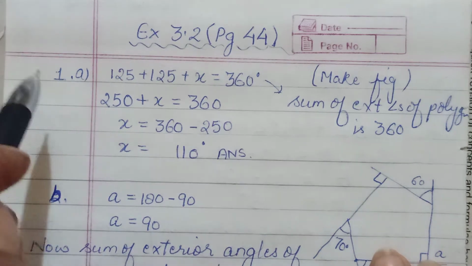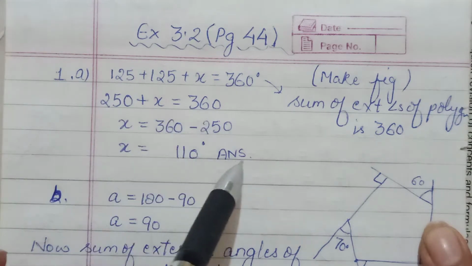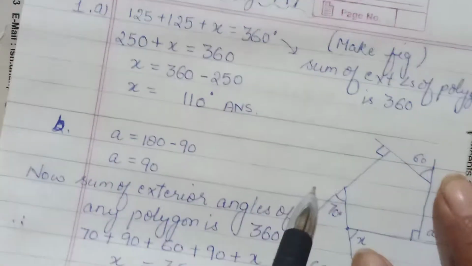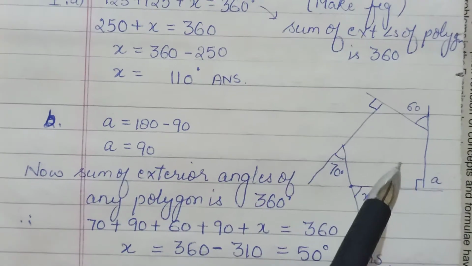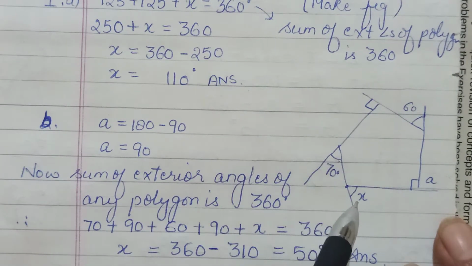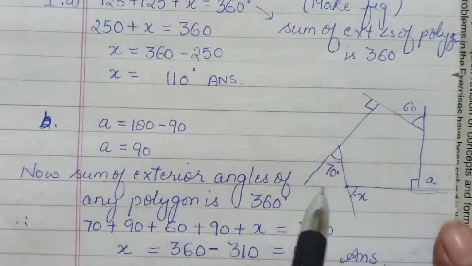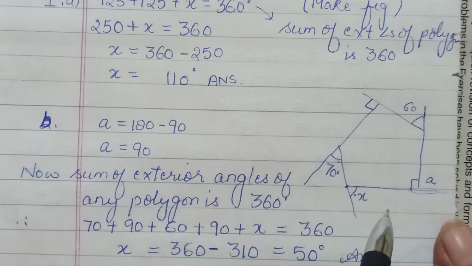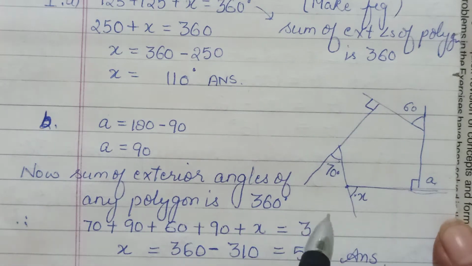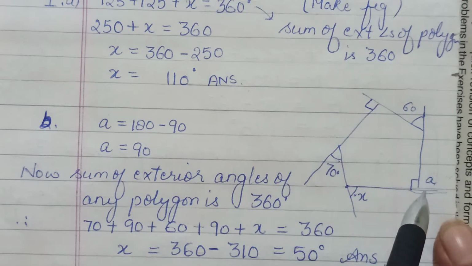Now exercise 3.2 is based on two properties. One, the sum of all exterior angles of a polygon is 360. Any polygon, any number of sides you take, if you extend the sides, these are called the exterior angles. With as many angles as they are, they will sum up to give you 360 degrees. This gives you the angle about a point. Okay, full rotation is there.